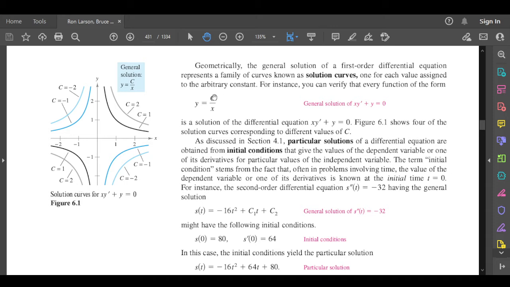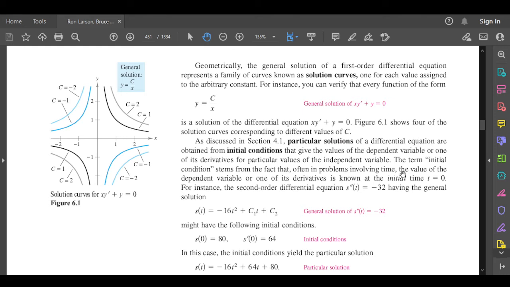Okay, if c is negative, then you will obtain another graph. And since c can be any real number, you will actually obtain a lot of graphs if you are going to graph this general solution. Okay, so again, it represents a family of curves. If you increase the value of c, then the graph moves farther away from the axes.